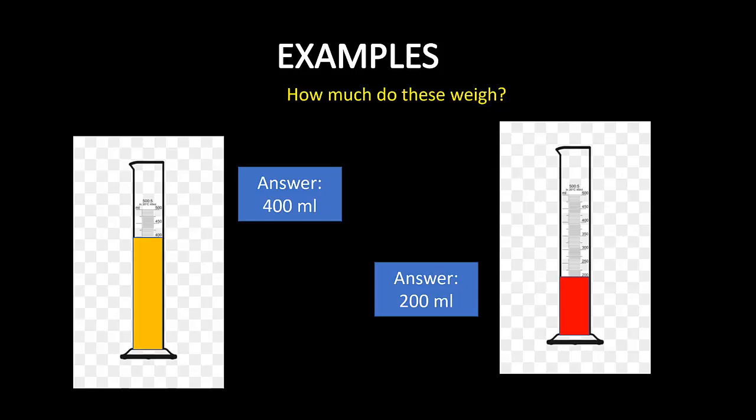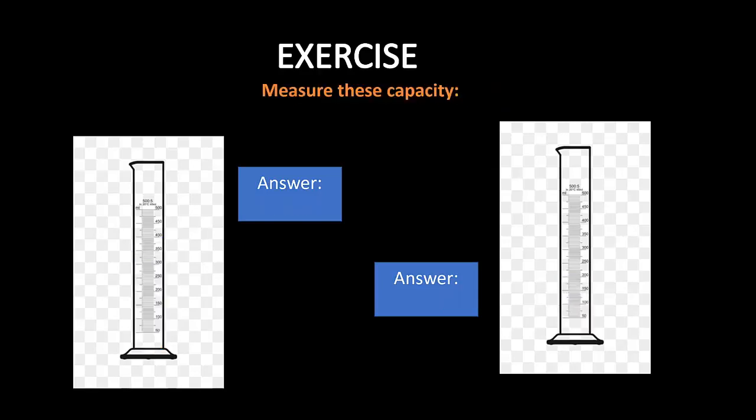Now let's see our exercises. How much Coke will there be in this volumetric cylinder? It's up to 500, so our answer is 500 milliliters. Now let's see how much water we'll have in here. We have it up to 300 milliliters. So our answer is 300 milliliters.